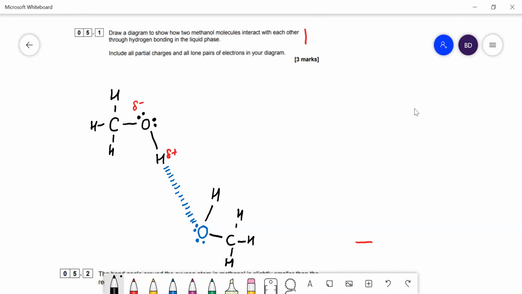It does ask you to draw all partial charges, so you should draw them on this methanol molecule as well. Okay, so that will get you the 3 marks.